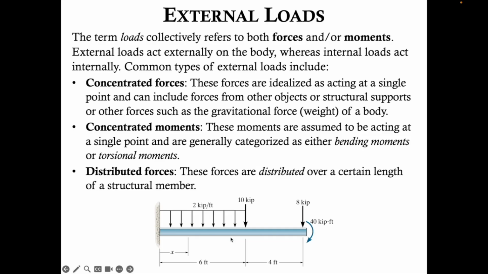Just as an example, we see different types of external loads acting on this cantilevered beam. The 10 kip load and 8 kip load acting downward act at a single point, so those are concentrated forces. This concentrated moment of 40 kip-feet falls into the category of concentrated moments. And then this distributed load has a load intensity of 2 kip per foot. That's a force per unit length.